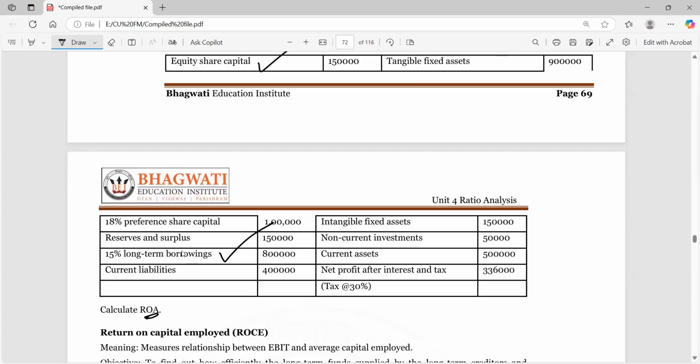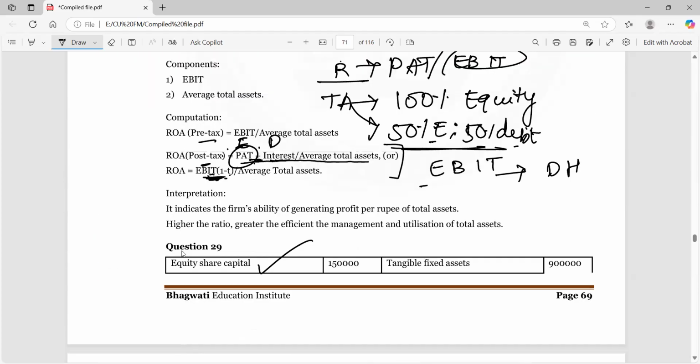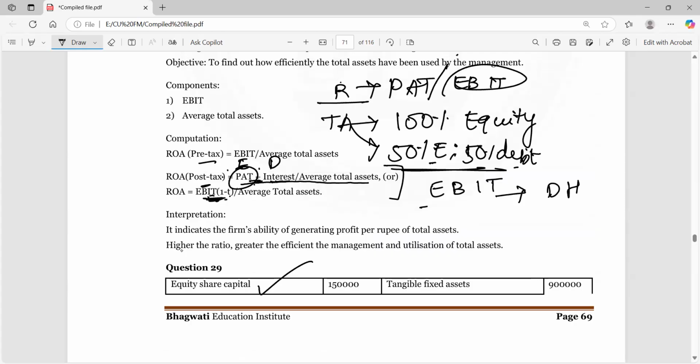37.5 pre-tax. If you are using this method, you will get 26.25. If you are using the first method, you will get 28.5. Clear? Did everyone get it? You got it?